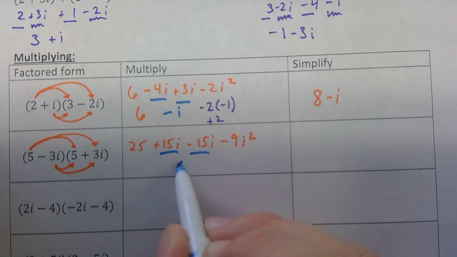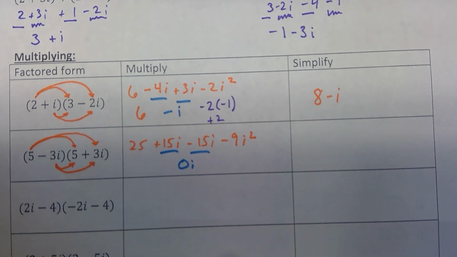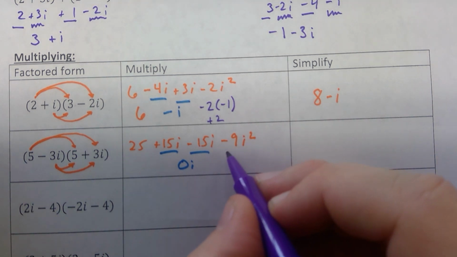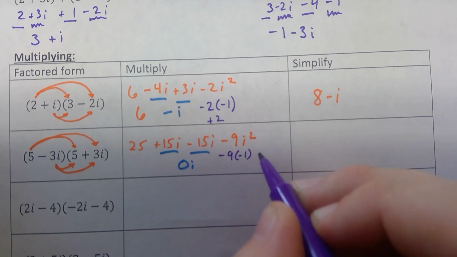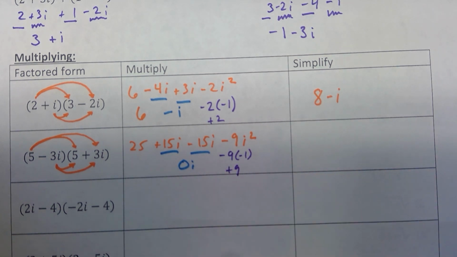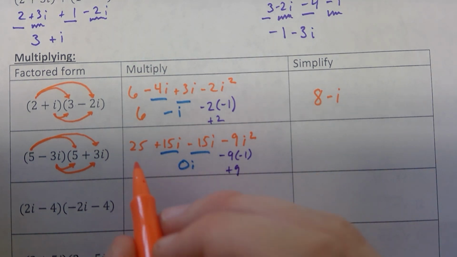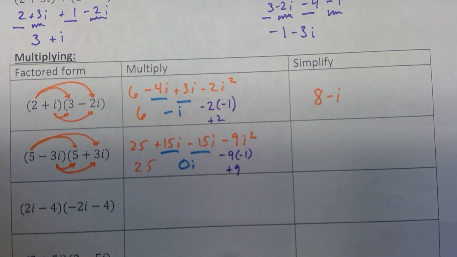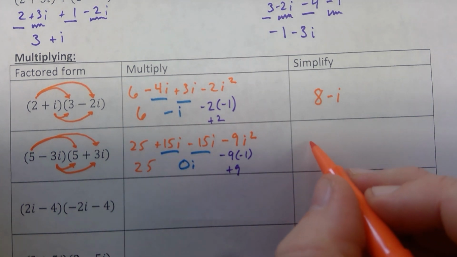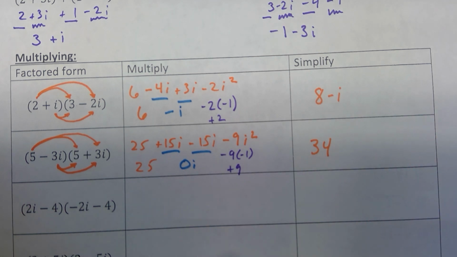That's 0i. Okay, now let's come back with our purple for our i squared. So -9 times -1 gives us plus 9. We've got our 25 still out front. And 25 plus 9 is going to give us 34.